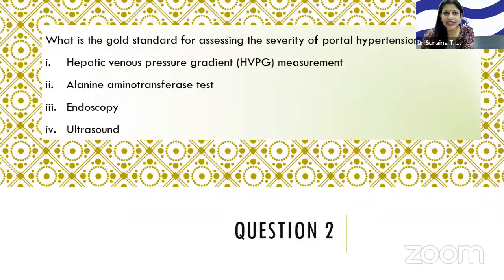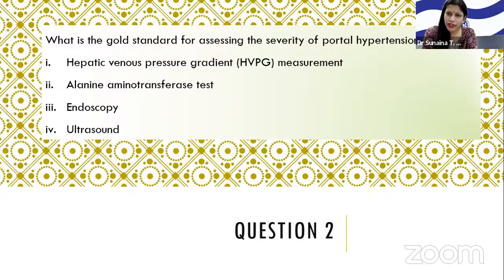Ujjwal, what do you think is the right answer? Ma'am, hepatic venous pressure gradient measurement is the right answer. It is the gold standard. Tell me, what is the normal hepatic venous pressure gradient? Ma'am, it is 2 to 4 millimeters of mercury. And when do you call portal hypertension to be present? For portal hypertension, it should be more than 10. And ma'am, if it is more than 12, then it could lead to variceal bleed also.